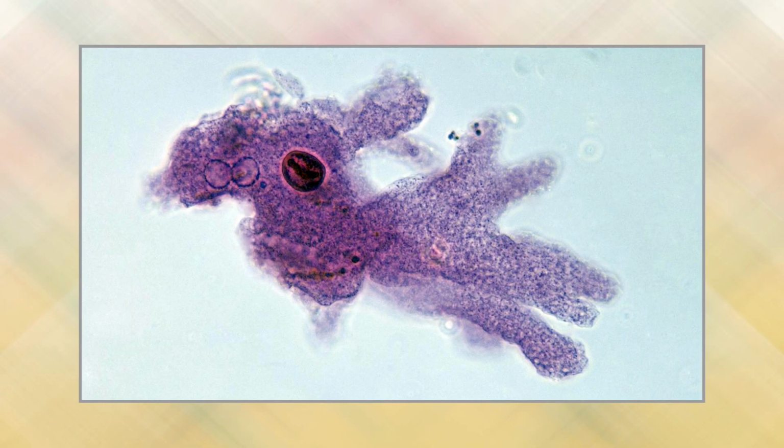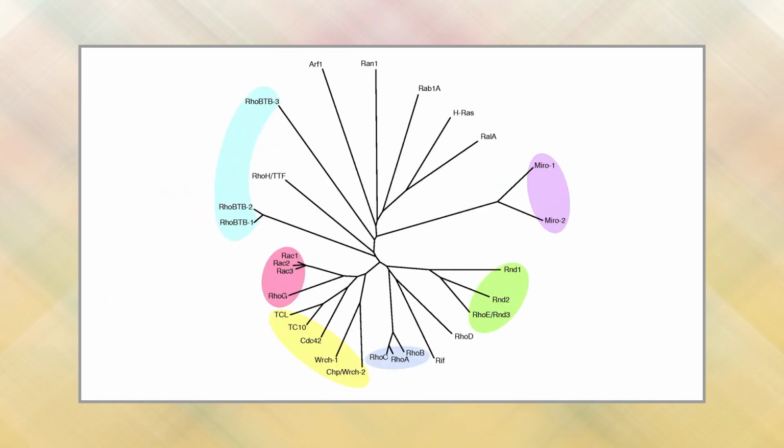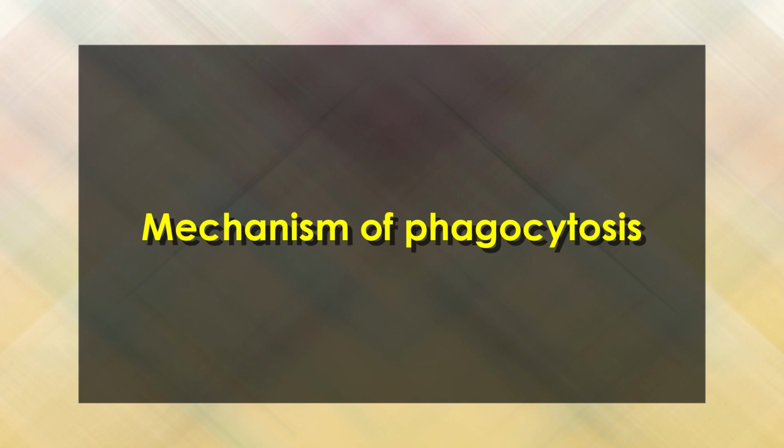Some single-celled organisms like amoebas use phagocytosis in order to eat and acquire nutrients. It is an active and highly regulated process involving cell surface receptors and signaling cascades mediated by Rho family GTPase. Now, let us have an idea about the mechanism of phagocytosis.